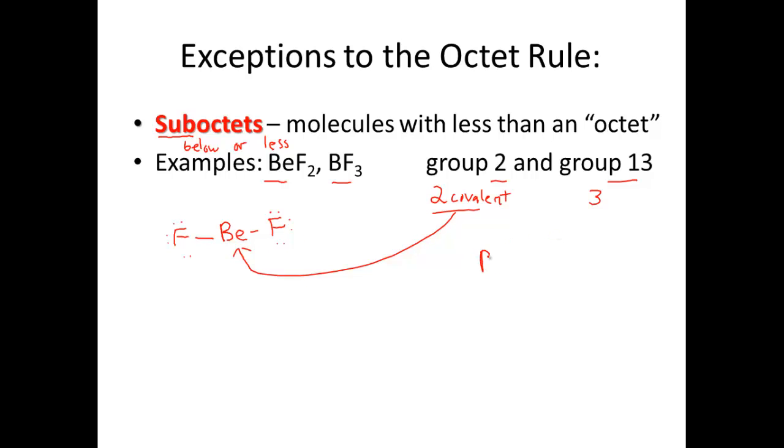And our other example, boron trifluoride, is happy with only showing three covalent bonds. So as we're going, suboctets, elements group 2 and 13, that instead of wanting eight outer electrons, are happy with, in this case, four outer electrons or two covalent bonds. Group 13, boron, six outer electrons or three covalent bonds. Need to just be able to identify, or if you were to see a picture of one of these, that this would be a suboctet.